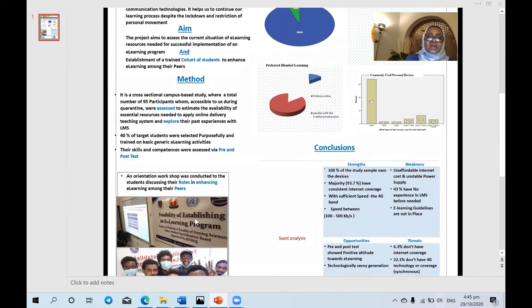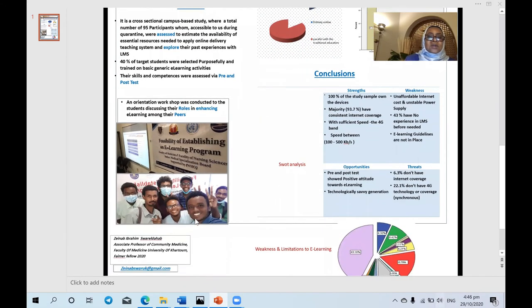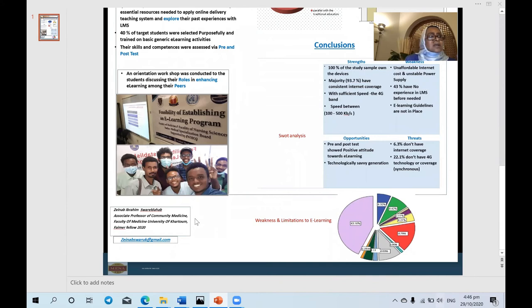40% of students were selected purposefully and trained on basic engineering e-learning activities. Their skills and competencies were assessed via pre and post tests. This is to show the orientation workshop that was conducted for the students, discussing with them their roles in enhancing e-learning among their peers.